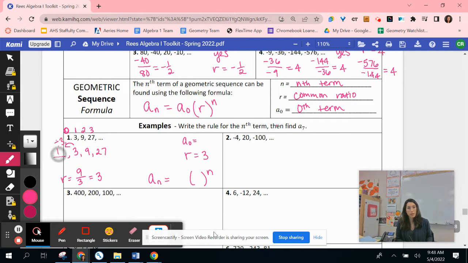3 divided by 3 is going to give us 1. That is our 0th term. So 1. Now all I do is I plug in my 1 here and I plug in my common ratio of 3 here.